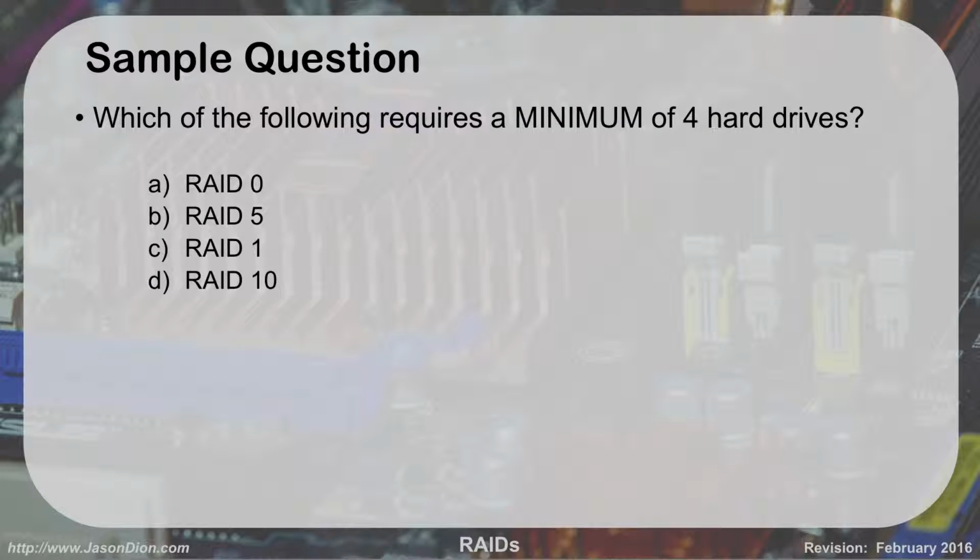And so which of the following would require a minimum of 4 hard drives? So which one requires 4 hard drives? D, RAID 1.0, right? Which one requires 3? RAID 5, right? Which one requires 2? RAID 1 or a RAID 0, right? Yeah, so if you know your minimum requirements for RAIDs, and you understand speed for RAID 0, redundancy for RAID 1, speed and redundancy for RAID 1.0 and RAID 5, you've got a good handle on what RAIDs are for this exam.